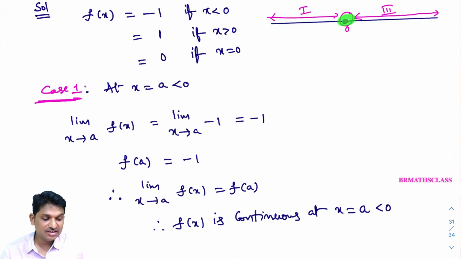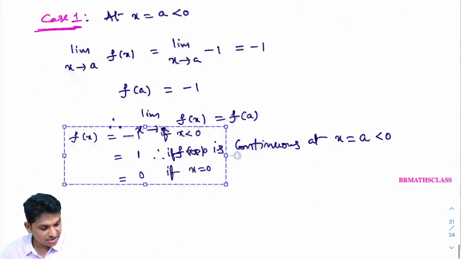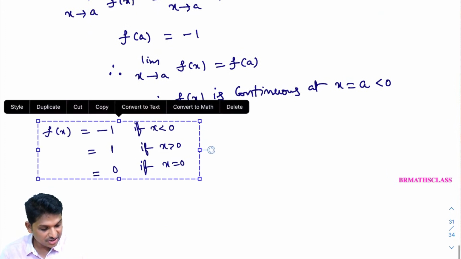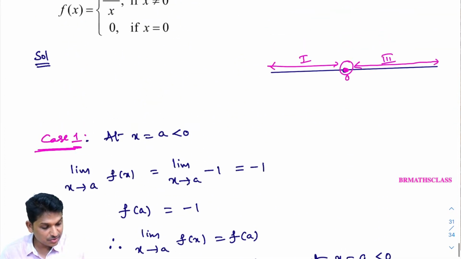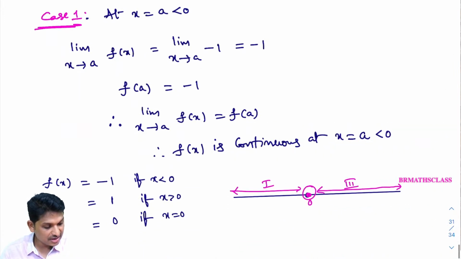Now I'll check this one at 0. I'll check points of discontinuity at 0. How to check? Now what are the things needed? We'll carry forward those things. I need the function, and I need this one also. We'll take these things. Good.